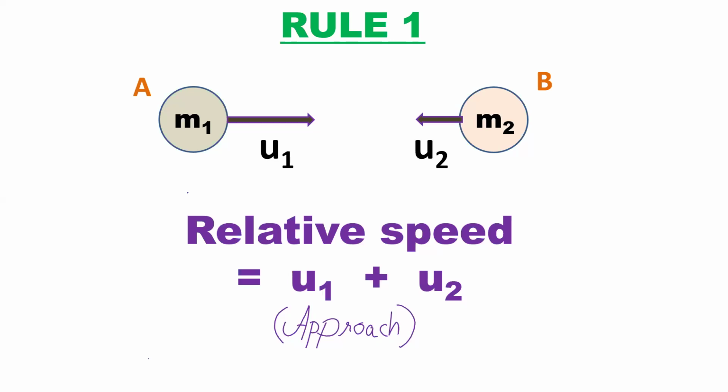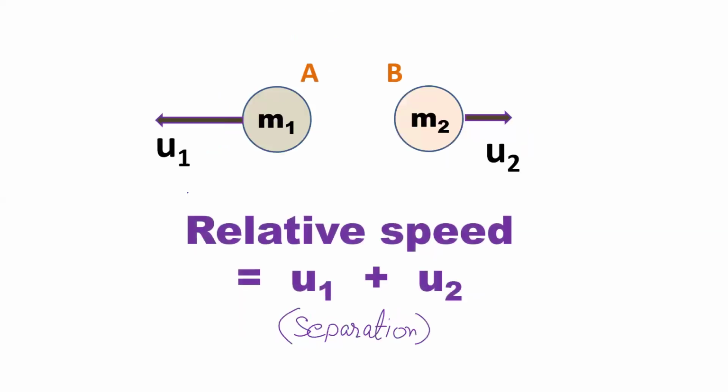So we were orbiting the sun, but it appears it is orbiting us. Remember this rule that u1 plus u2 is a concept of relative speed: when two objects move towards each other, their speeds are added. When two objects move away from each other, speeds are added.